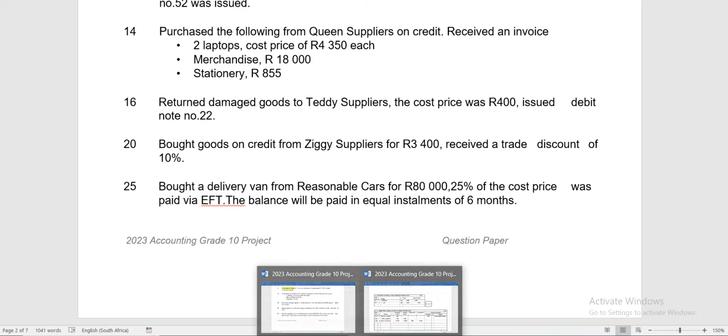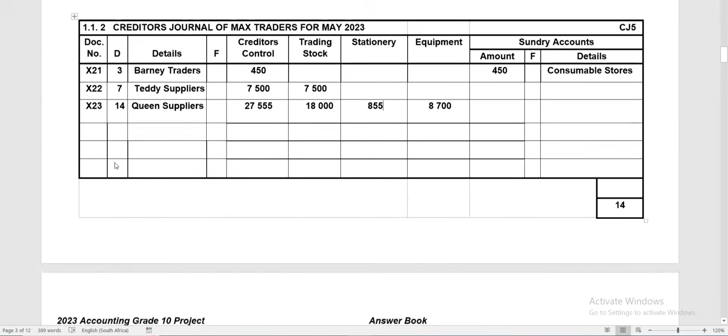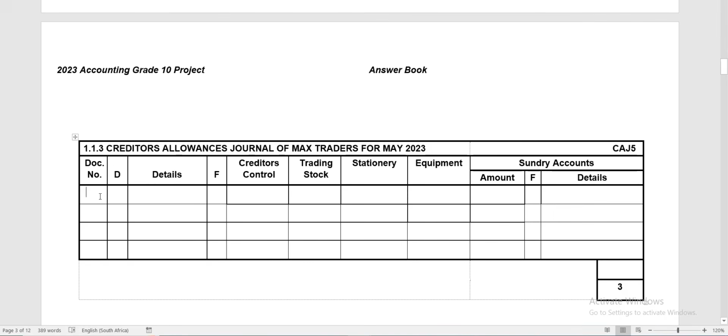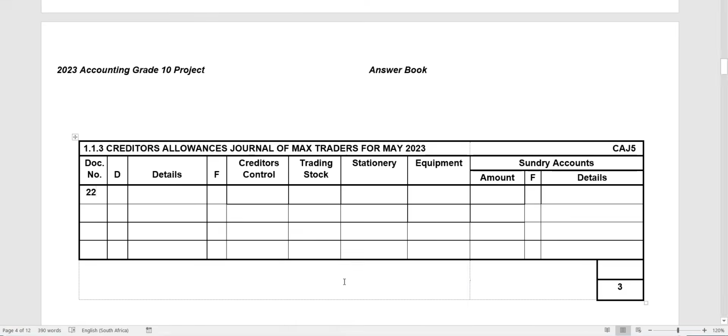We know that the source document is a debit note, so we can just write debit note number 22, and then we can check the day on which this transaction occurred. This transaction occurred on the 18th, so we'll write the 18th here and then mention that we returned this to the suppliers.